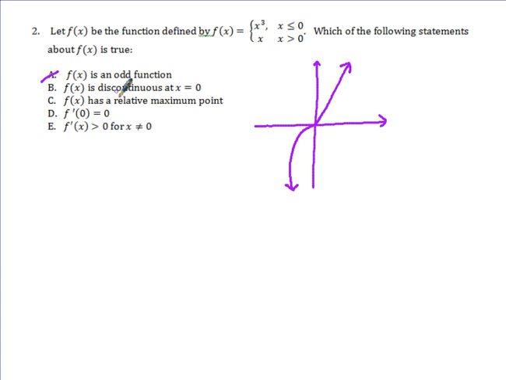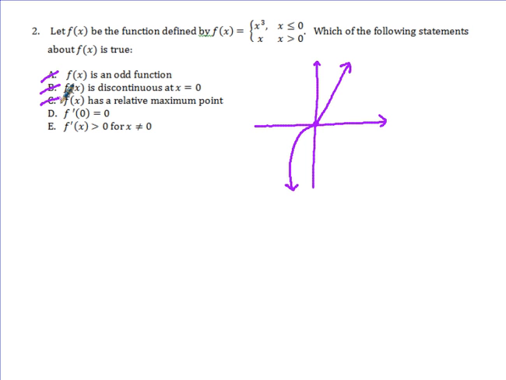Answer B, f of x is discontinuous at x equals 0. Well, this is not true. Our graphs are connected there at 0, 0. We do have continuity, so that's not true. Answer C, f of x has a relative maximum point. If you notice, this function is actually always increasing. There is no maximum point, so that is not true.